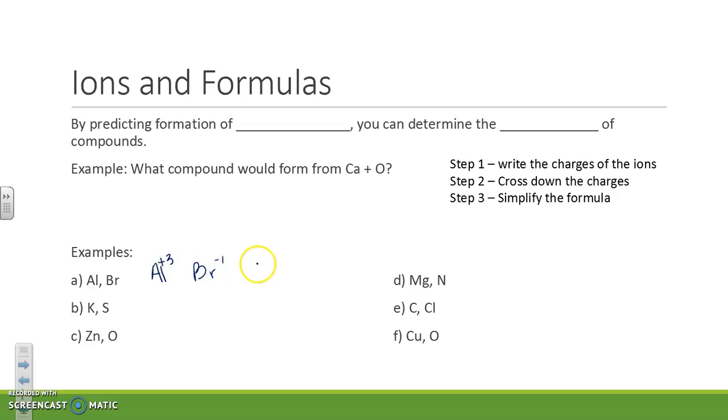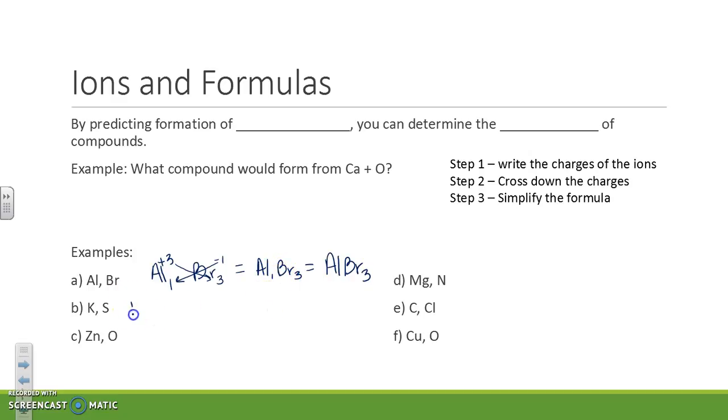So you write down your charges and cross them down. You're taking the absolute value, so the pluses and the minuses go away. The 3 comes here, and the 1 comes here, and we get Al1 Br3. However, in chemistry we don't write the 1's, we just assume. So you take away the 1 and it would be AlBr3. Can I simplify the 3 and the 1? No. So there you go.